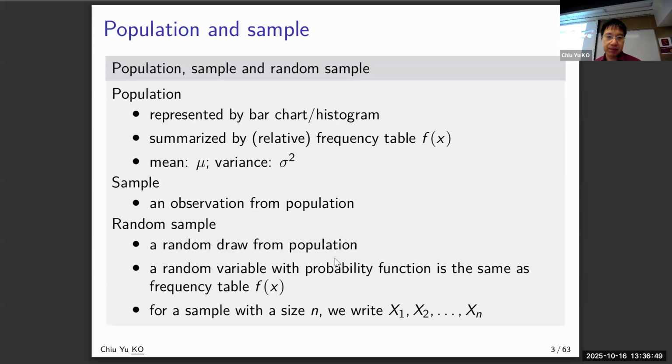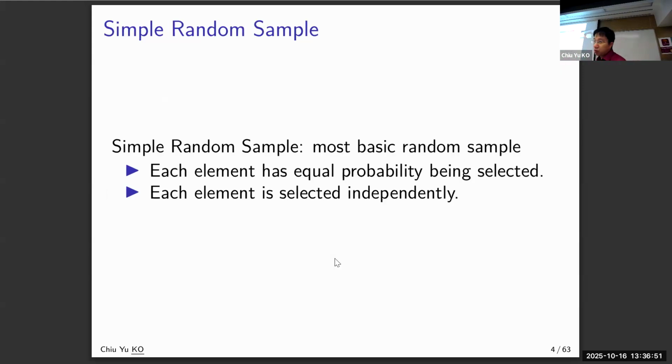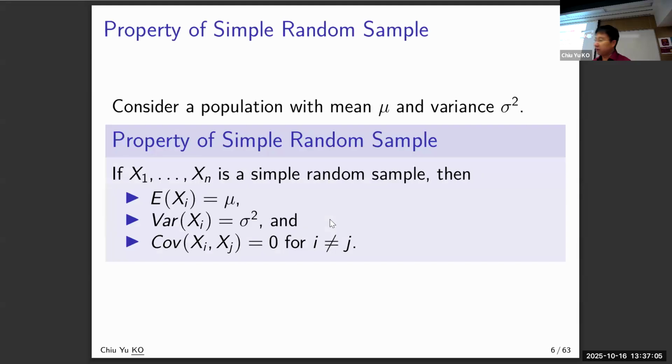And we have the simple random sample, which is nice in math, in theory, but very difficult to achieve in practice. The idea is everyone is equally likely to be picked, and every pick is independent of the others. Okay. Because of the feature of simple random sample, that means the same mean, same variance, and zero covariances.